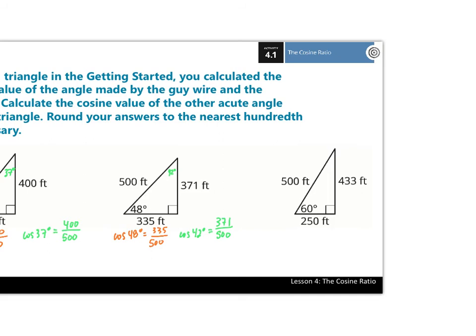We have the cosine of 60 degrees. Adjacent over hypotenuse here is 250 over 500. And our other angle then would be 30 degrees. And the cosine of that 30-degree angle is 433 over 500. So note that the side that is the hypotenuse does not change. The piece that changes is what is adjacent, based on which angle we are looking at.